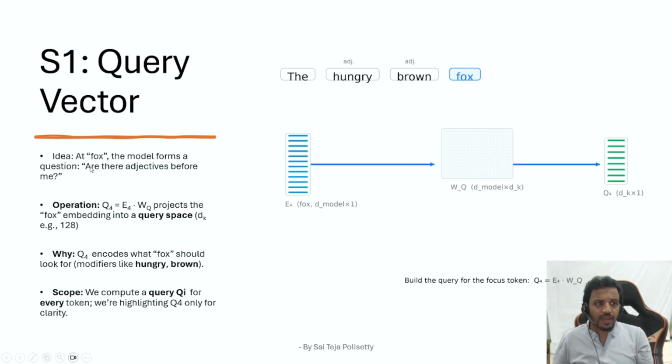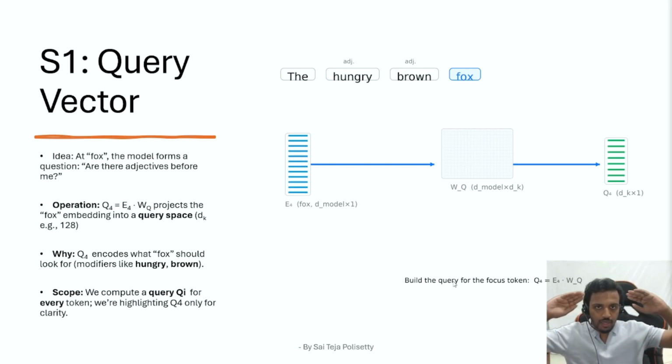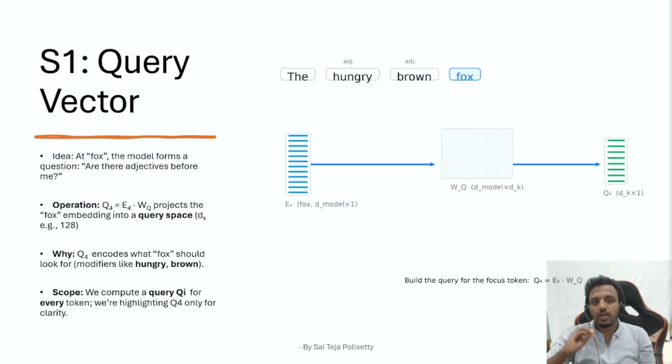So the idea is that we are doing a matrix multiplication. Conceptually, the LLM is going to ask a question to a word, for example, are there any adjectives before me? The operation that we are doing is multiplying the query matrix and the embedding. Why are we doing that? It will encode what the fox should look for. Before we entered this topic, I told you the query matrix is the question, the key matrix is the answer, and the value matrix is the relevance. All this mathematics at the end will give you a solution saying how much attention I should give to a word.